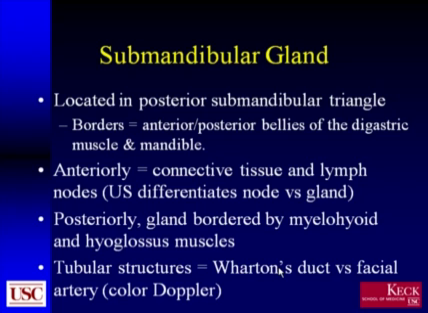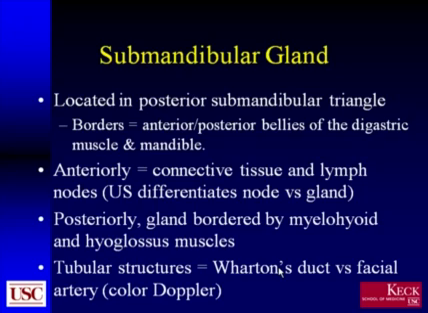The submandibular gland is located in the posterior submandibular triangle, and the borders include the anterior and posterior bellies of the digastric muscle and the bony mandible itself. Anteriorly, we see connective tissue and lymph nodes, and again, the lymph nodes around the submandibular gland are very common. Ultrasound is excellent for differentiating between nodes and other perisalivary gland masses in this case versus actually primary tumors that arise within the submandibular gland.